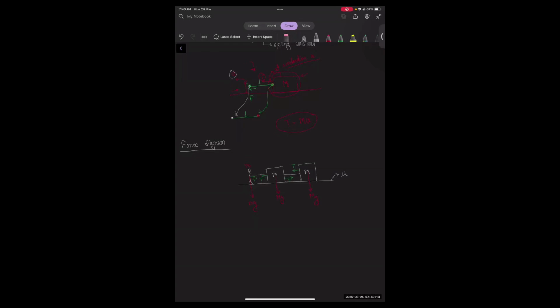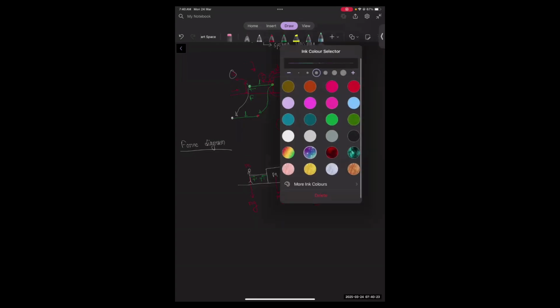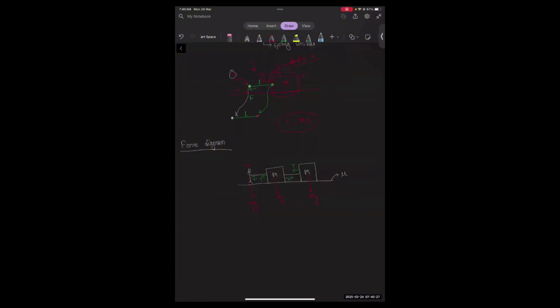So normal force, let me use a different color. So there will be this normal force N1, there will be one here, N2, there will be another one here, N3.